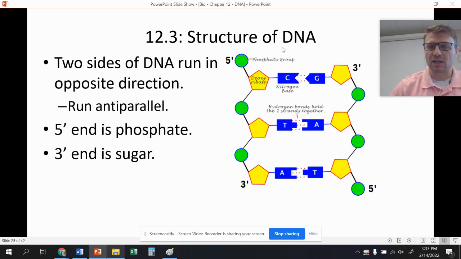And we give the notation of 5' to the phosphate group and 3' to the sugar. We're not going to go into why this is, but just remember this as the 5' and 3' end. So 3', 5' end, they run in opposite directions.